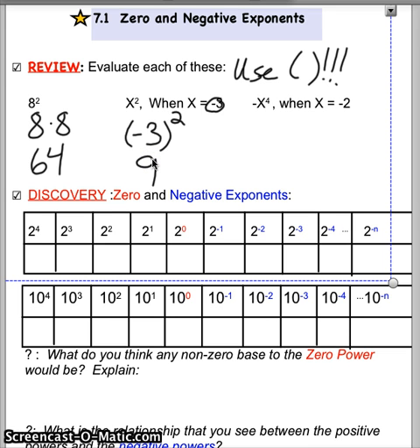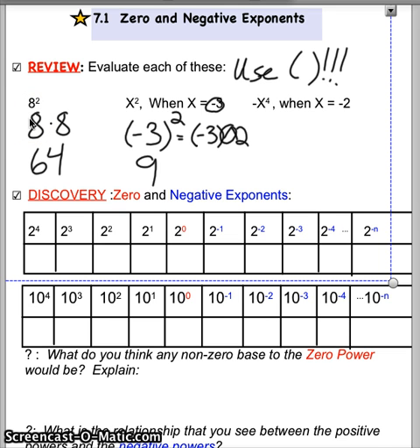Now, if you're having a difficult time remembering how to use exponents on your calculator, what you're going to type in is negative 3, that caret button, 2, all right? If you need help remembering how to type in exponents, what you're looking for is that caret button right there. That's what you need to be using. And again, what you should be getting is 9.